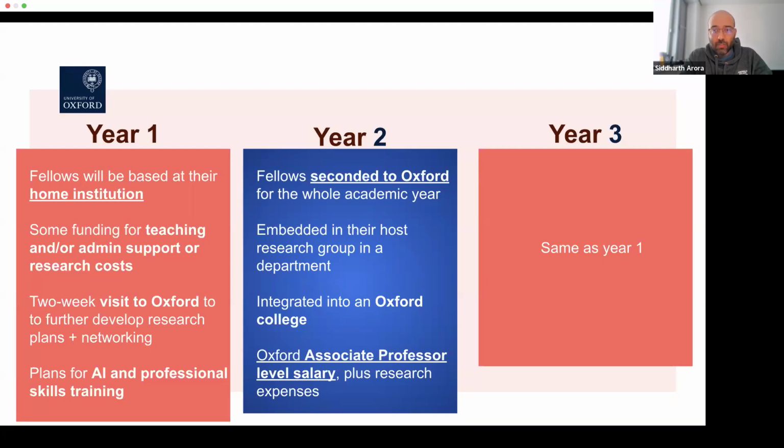So that's year 1. The second year of the fellowship is when you would be coming to Oxford for the whole academic year. You would be based within a research host in a department, more specifically within the Maths, Physical, and Life Sciences division, which we can discuss later. You would also be part of an Oxford College, and Ben would touch upon what that means. I think what's important here is it's a very generous fellowship. You will be given a salary as part of this fellowship program, which would be comparable to an Oxford associate professor's salary, plus you would have other research expenses to attend conferences, for example.